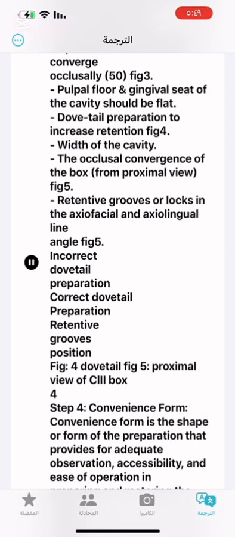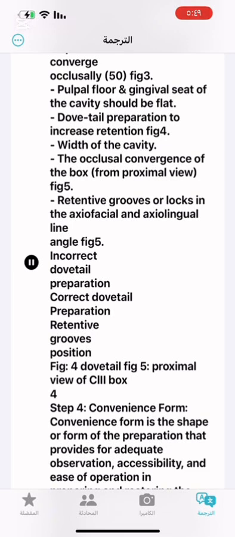Step 3. Retention form is the shape of the cavity that permits the restoration to resist displacement through tipping or lifting force. To provide retention, the cavity has the following. Facial and lingual walls should be parallel to each other or converge occlusally. Fig 3. Pulpal floor and gingival seat of the cavity should be flat. Dovetail preparation to increase retention.